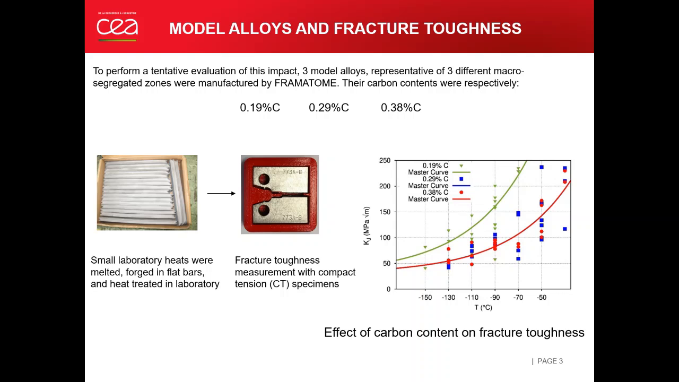The transition curve for the material with 0.29% carbon and the material with 0.38% carbon are quite close if we compare their master curve. Higher carbon segregation level could push the ductile to brittle transition to happen at higher temperatures.